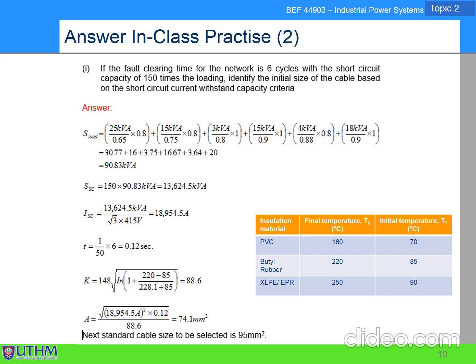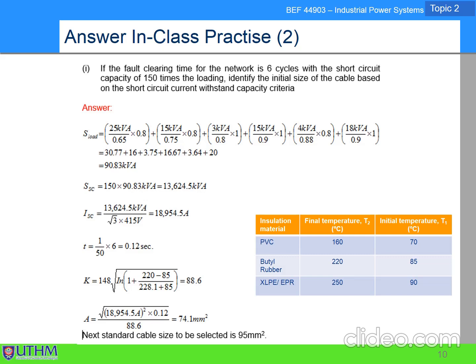Then we have to calculate the time. Time here is equal to 1 over frequency, so 1 over 50. This one is the time. But we have 6 cycles with the short circuit capacity, so we have to multiply by 6 here. Then we get T equal to 0.12 second.